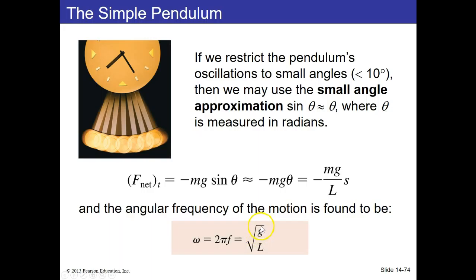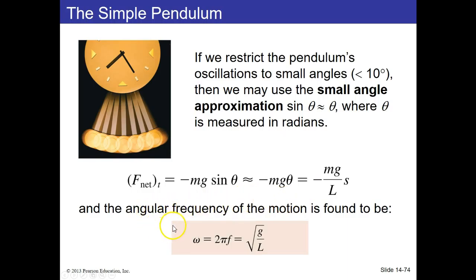If we look at a pendulum's oscillation at very small angles, we can use something called the small angle approximation. That is where the sine of the angle is going to be equal to just the angle, where that angle is measured in radians. So if we go back to our equation, where we said the net force at a particular time is equal to negative mg sine of the angle, we can now just do negative mg times the angle. And that's going to be equal to negative mg over L times s, where s is that arc length.